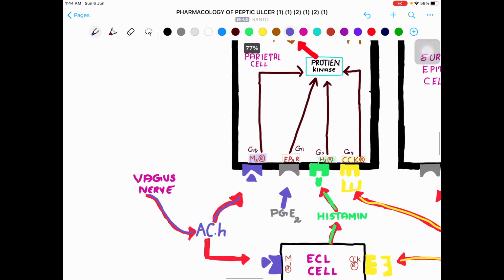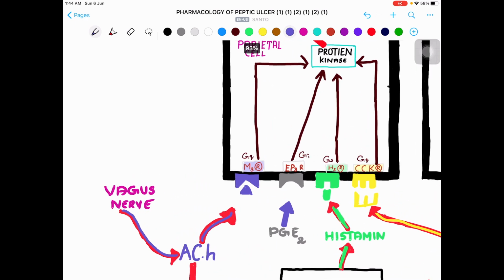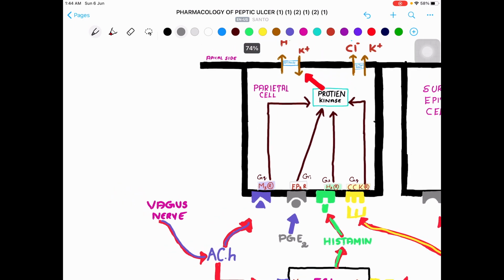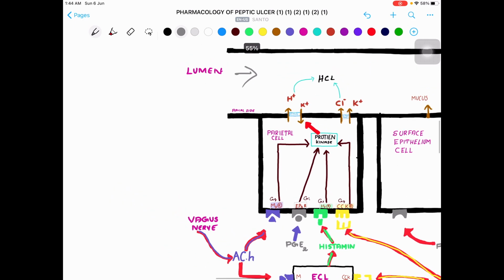One more receptor is pending, that is the EP3 receptor or the prostaglandin receptor. When prostaglandin receptors are stimulated, this leads to a decrease in HCl. Remember that all the other receptors like the M3 receptor, H2 receptor and CCK receptor increase the HCl production, while the PGE2 receptor or the EP3 receptor decreases the HCl production. Hope that's clear.